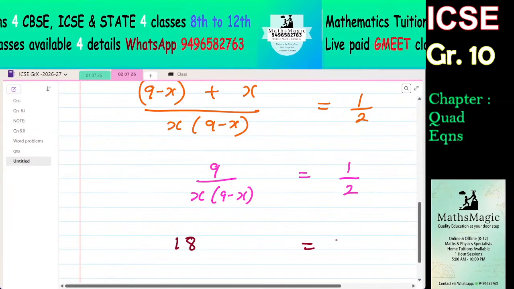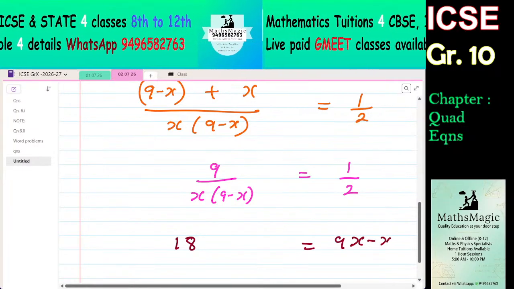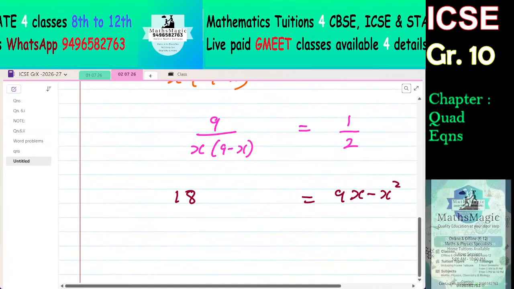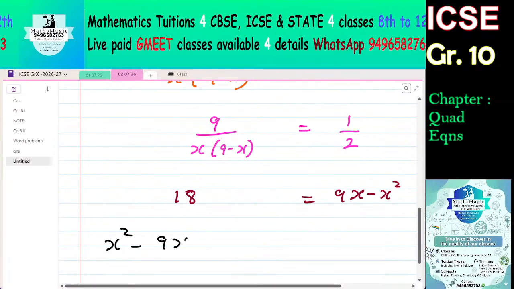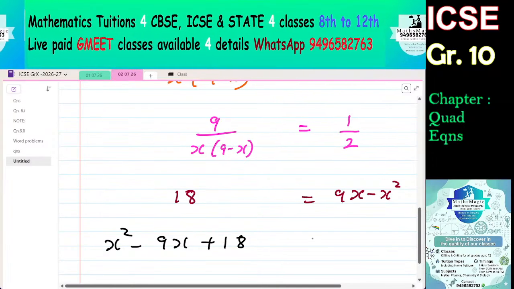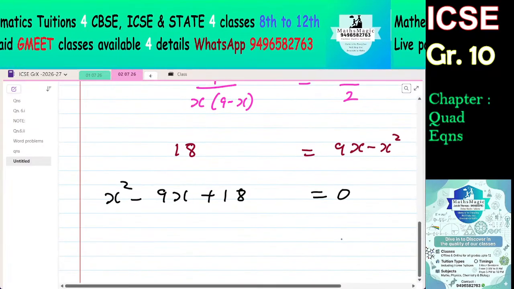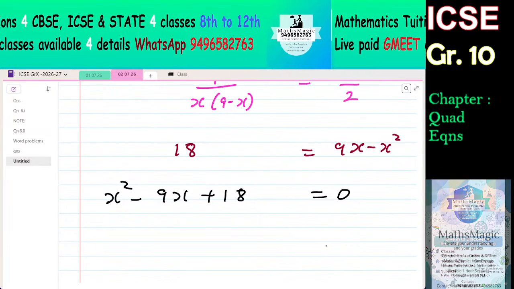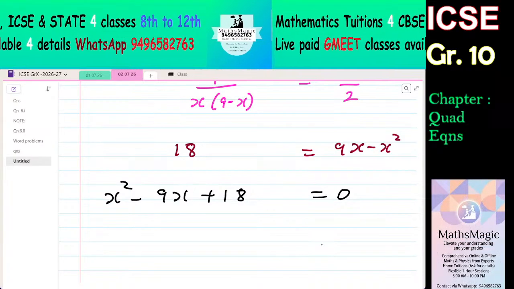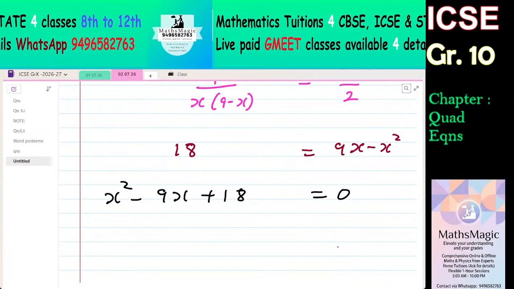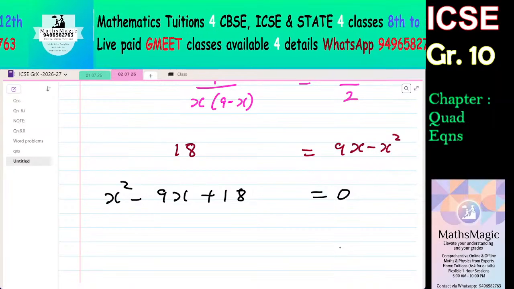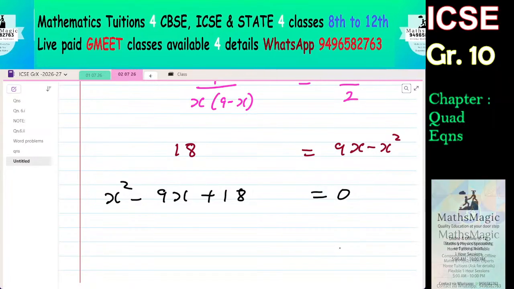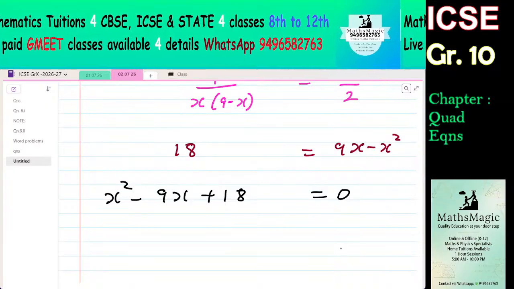18 equals 9x minus x squared. Take everything to the left side. We get x squared minus 9x plus 18 equal to 0. So you need to assume two numbers whose sum is 9 and product 18. Since the sum is negative, both the numbers are negative as the product is positive.